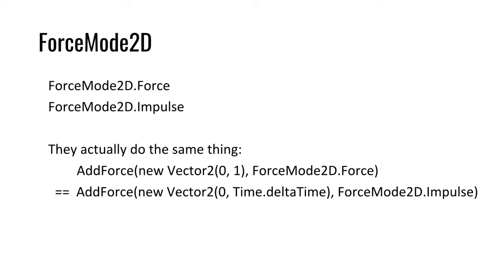But if you want to start moving something in a direction, then you want to use force. Does that kind of make sense to everyone? And this is kind of how you would do it. You would say rigidbody.AddForce(vector, ForceMode2D.Force), or you could do ForceMode2D.Impulse.